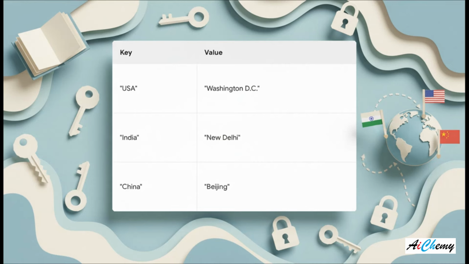Dictionaries are a little different. Instead of just a simple ordered list, they store information in pairs. You have a unique key and its matching value. Think of it like a real dictionary, where the key is the word and the value is the definition. It's absolutely perfect for linking two related pieces of information, like a country and its capital city.